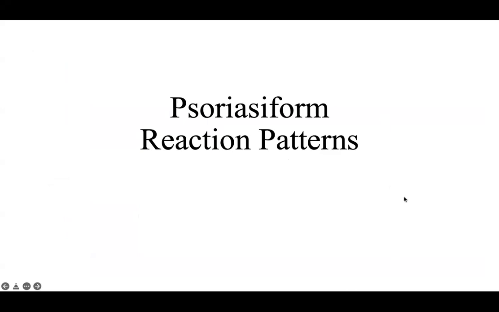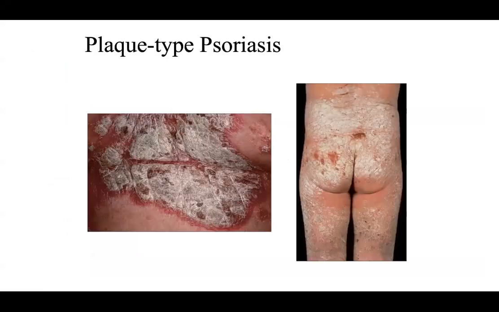Okay, so for this lecture, we're going to go over psoriasiform reaction patterns. We'll start out with a clinical example of a plaque-type psoriasis. Everybody training in dermatology is going to be able to recognize this right off the bat. You have a thick salmon-colored plaque with this kind of silvery micaceous scale on top, very well demarcated.